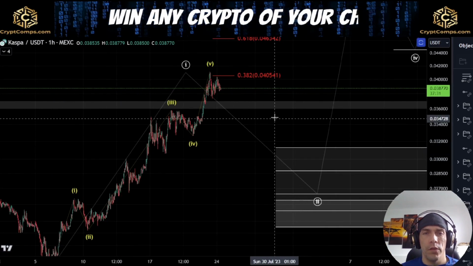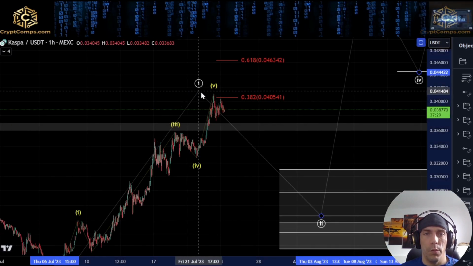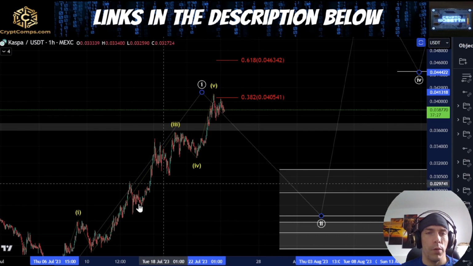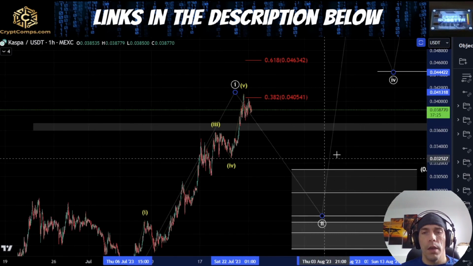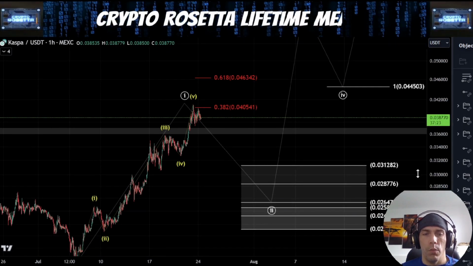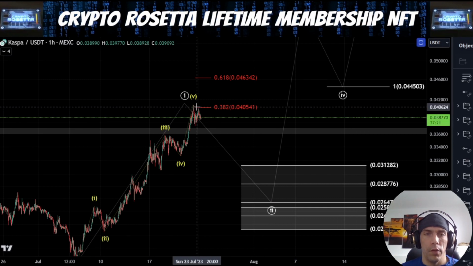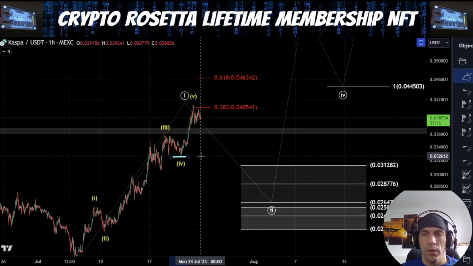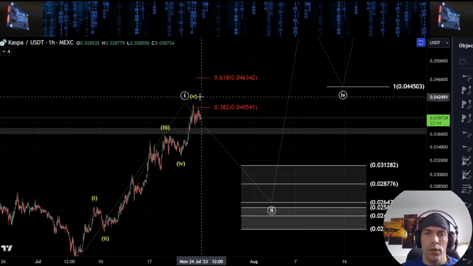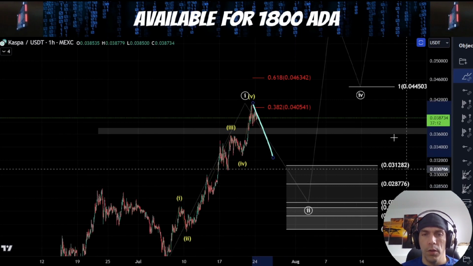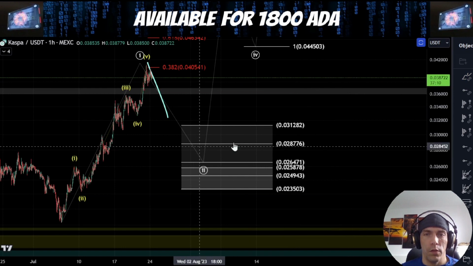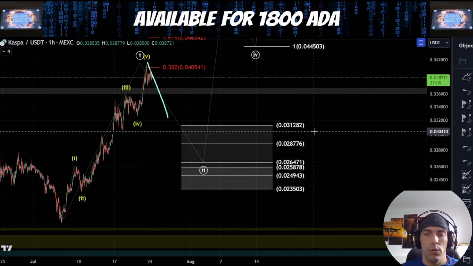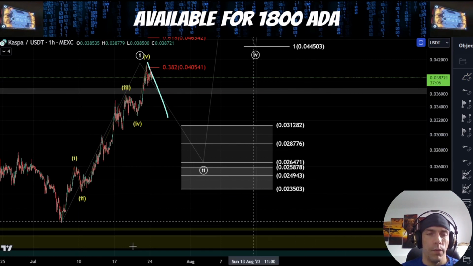So if we start to break down from this point, because we have moved up to the 0.382 of the wave 1 to 3, if we do start to move down in a bigger way here, where we start to see a bigger break to the downside and we start to lose these key lows here, so this one would be this 32612. If we start to lose this level, then I would be looking at this as the potential next support zone, which would be this 31282 to this 23503.